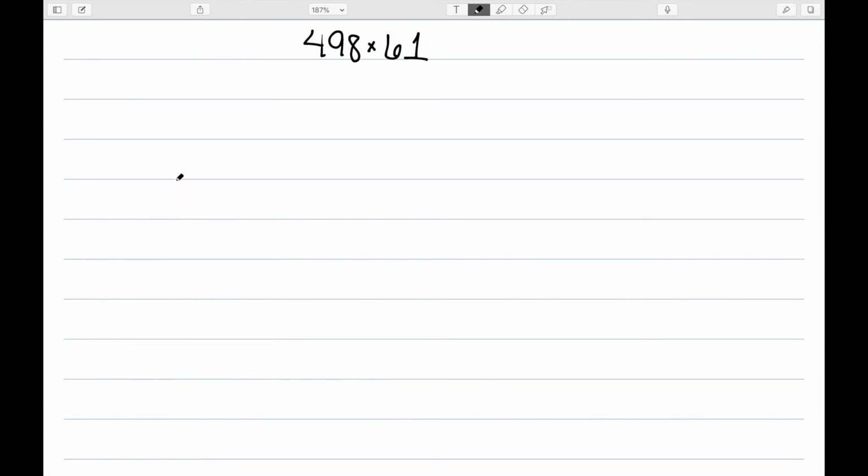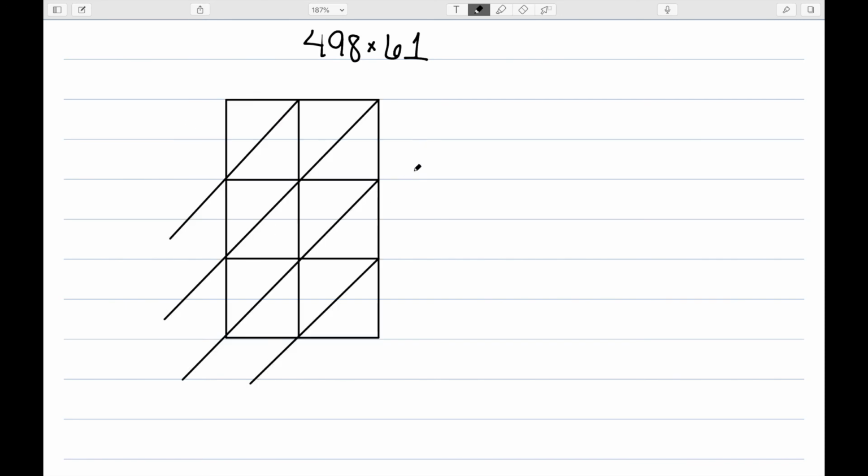Let's do another one, 498 times 61. I went ahead and drew my grid with the diagonals. We have 61 and 498. We then multiply. 6 times 4 is 24. 1 times 4 is 4. 6 times 9 is 54. 1 times 9 is 9. 6 times 8 is 48. And 1 times 8 is 8.